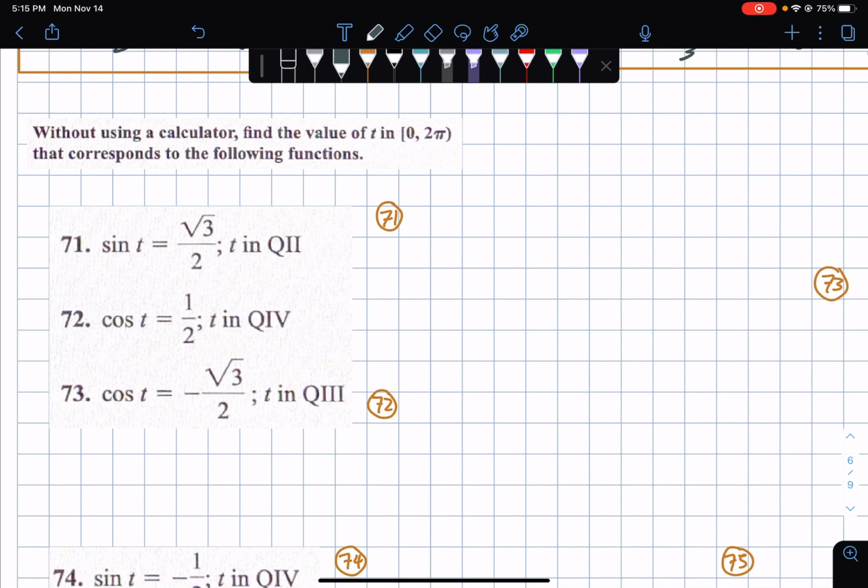Without using a calculator, find the value of t in the interval open bracket 0 to pi close parenthesis that corresponds to the following functions. So the first thing that we're supposed to take note of is that generally speaking, in a point written in this specific fashion, x is cosine theta and y is sine theta. In the context of trigonometric functions, this is something that you have to take note of.